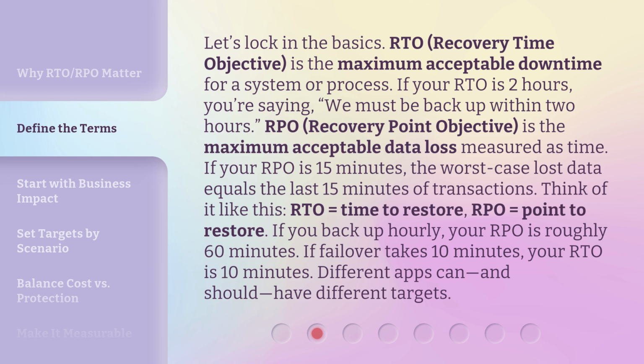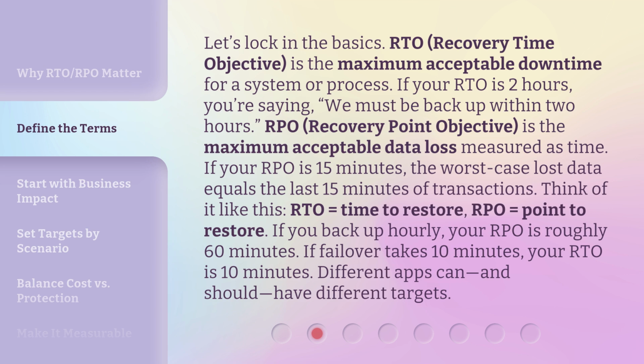Let's lock in the basics. RTO, recovery time objective, is the maximum acceptable downtime for a system or process. If your RTO is 2 hours, you're saying, we must be back up within 2 hours. RPO, recovery point objective, is the maximum acceptable data loss measured as time. If your RPO is 15 minutes, the worst-case lost data equals the last 15 minutes of transactions.